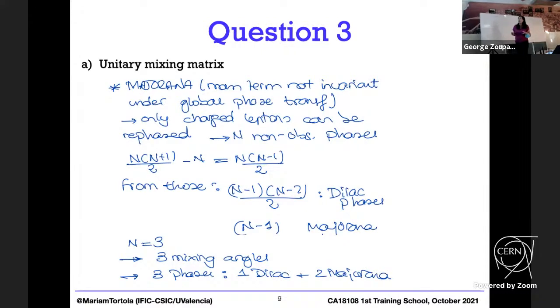So taking everything together, from these complete phases, we have seen that n minus 1 times n minus 2 over 2 will be Dirac phases, the ones we have seen before, while the remaining ones, n minus 1, will be Majorana. This is what we have seen this morning. So doing the particular case of n equal to 3, we will have 3 mixing angles and 3 phases, 1 Dirac plus 2 Majorana. So is this clear to everybody?